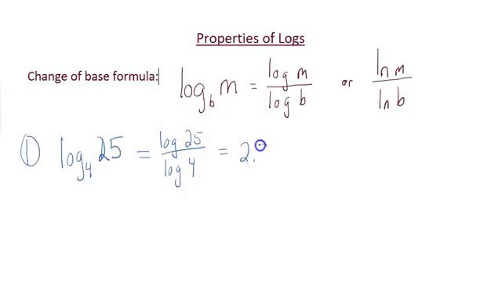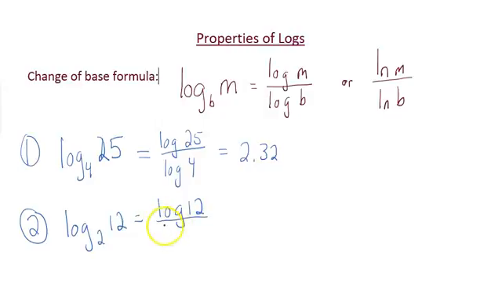You should get 2.32. If you want to try out those natural logs, type in natural log 25 over natural log 4, and you'll still get 2.32. Or if you want to try the math option, go on your math key and scroll down to A and use your log option, you can get that same answer. So another example, log base 2 of 12, you have log of 12 over log of 2, and again try one of those 3 ways or a couple of those, plug it in, your answer should be 3.58.